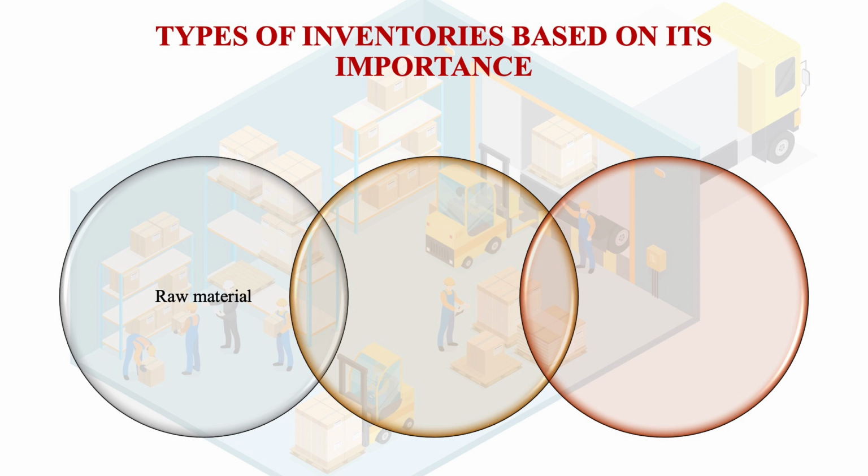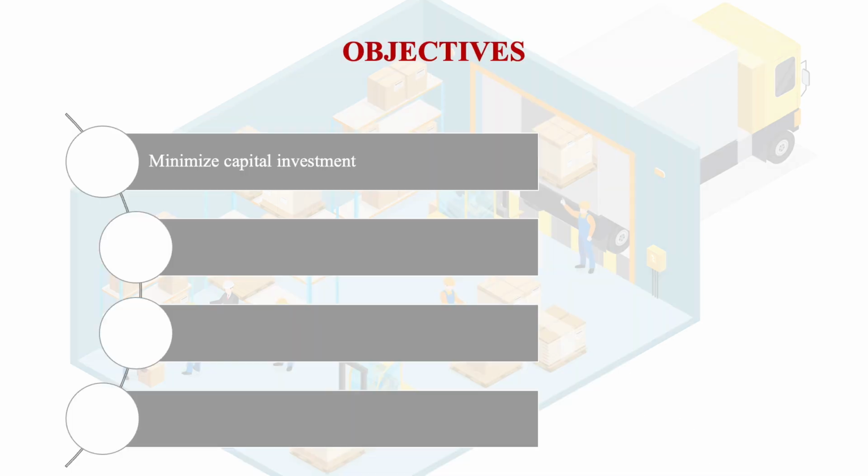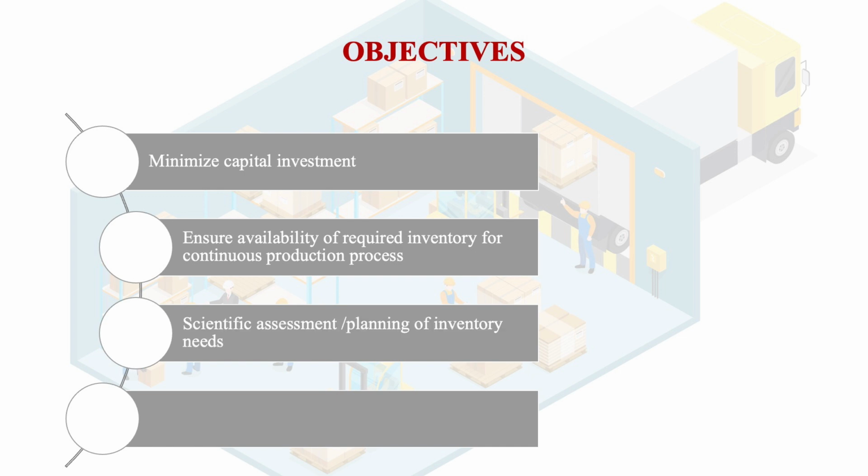Next point, what are the raw materials, what are the stocks? There are three types: raw materials, work in progress, meaning semi-finished products, and the completed finished goods. What are the objectives? Why are we going for inventory planning and control? The objectives are to minimize capital investment, ensure availability of the required inventory for the continuous process, scientific assessment and planning of inventory needs, and maintain the safety stock due to demand fluctuation.